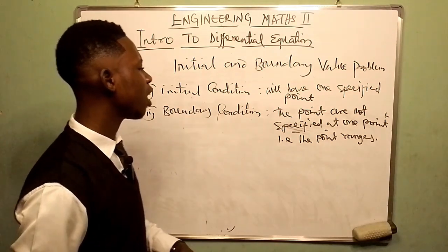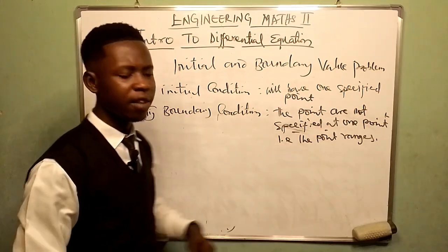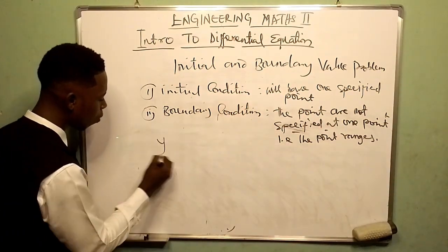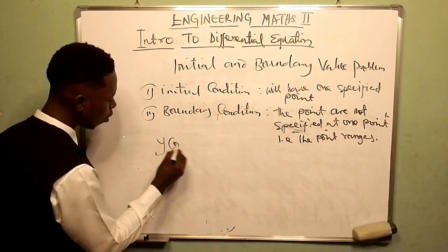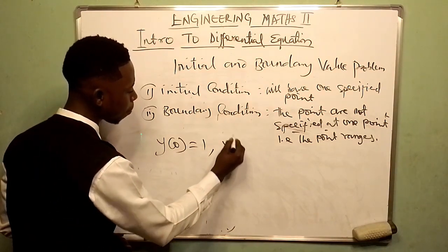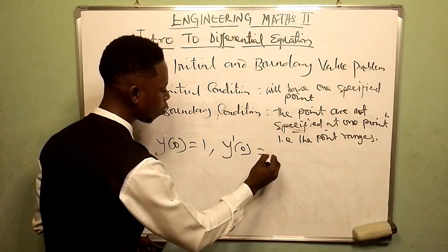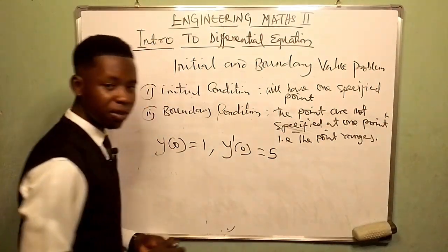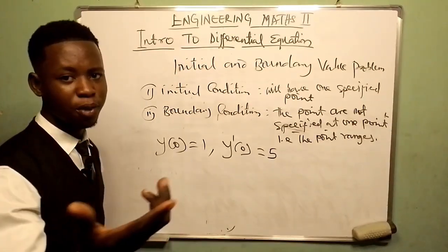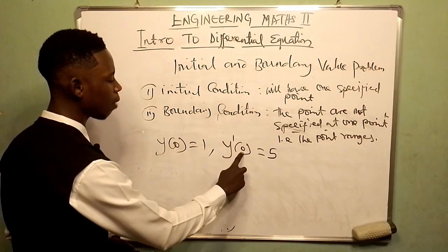Now, how do you know an initial condition? We say that an initial condition will have only one specified point. Let's assume you have y of 0 is equal to 1, and y prime, that is dy/dx of 0 is equal to 5. This is what they are trying to tell you. What are the specified points we're talking about? It is at point 0 and point 0.